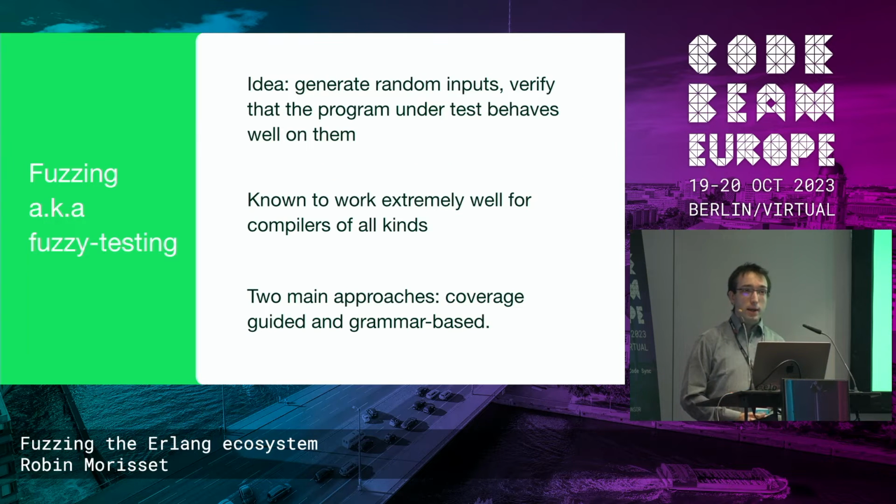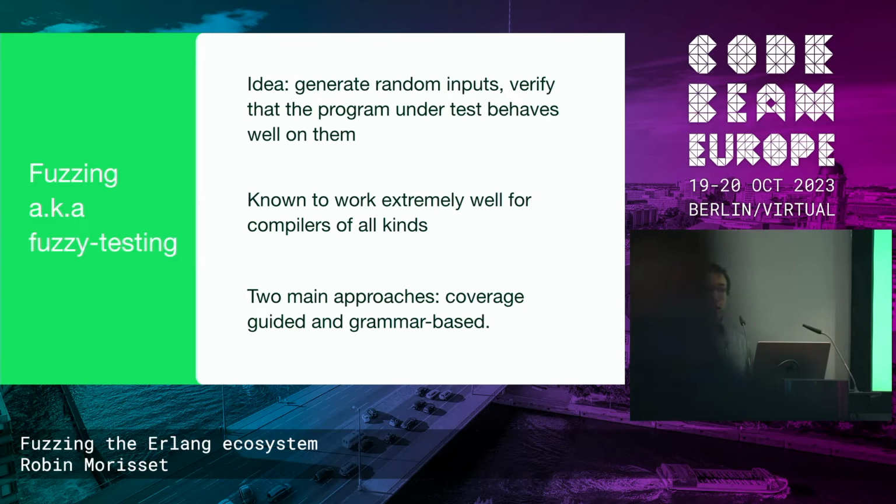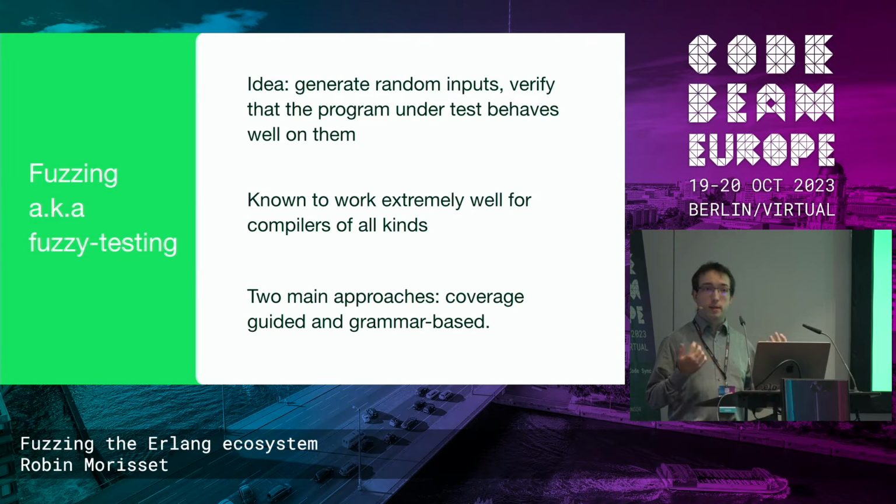So the idea of fuzzing is quite simple. It's to generate completely random inputs, feed them to whatever binary you're trying to test, and check that the binary doesn't crash and doesn't do anything else that is clearly wrong. It sounds so simple it could not work, but it found thousands of bugs in just about any program that ingests complex data. And compilers and static analyzers and so on are a typical example.